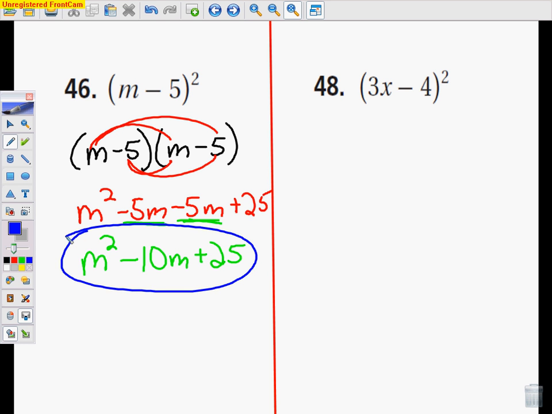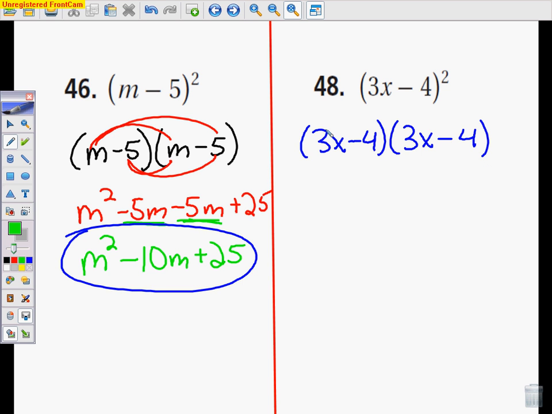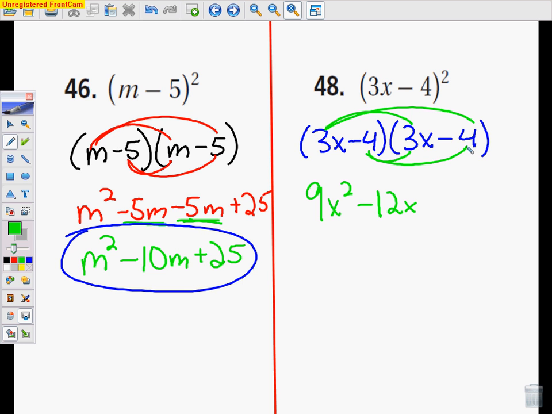That's the same concept that we're going to do in number 48, actually. If we were to take number 48 and expand it out, we'd get 3x minus 4 times 3x minus 4. And once again, we're going to distribute. So distribute this 3x into the other parentheses. We would get 9x squared. 3x times negative 4 is negative 12x. Then we'll distribute this negative 4. Negative 4 times 3x is negative 12x, and negative 4 times negative 4 is positive 16.